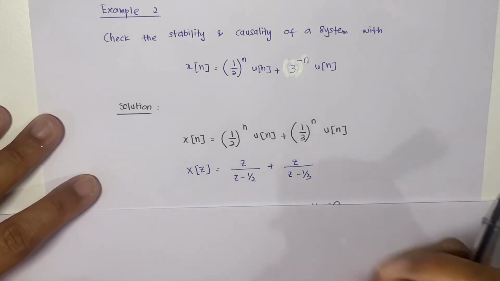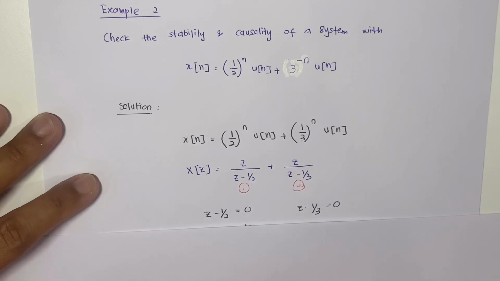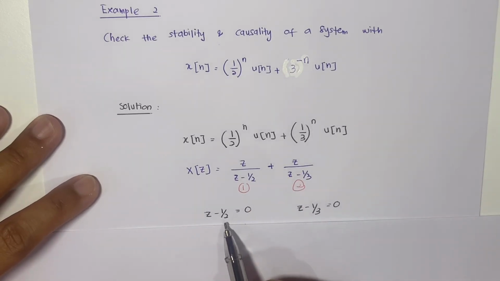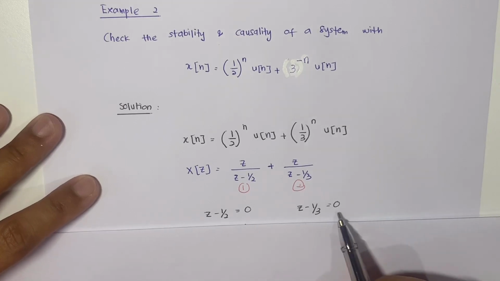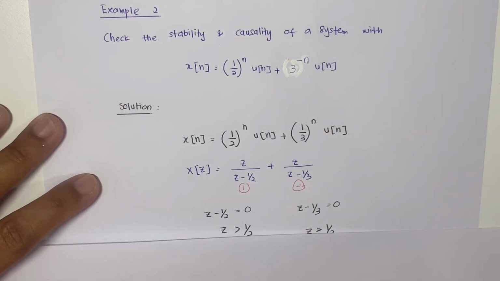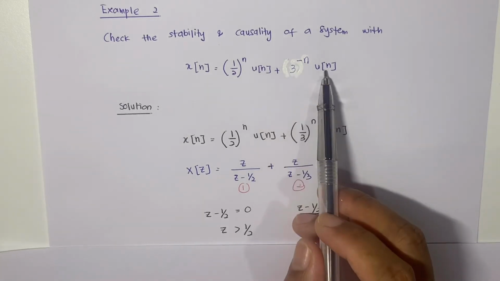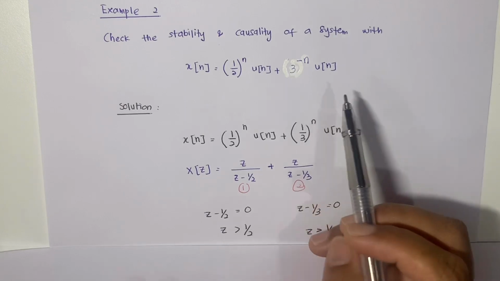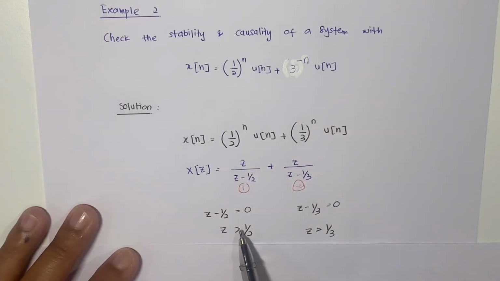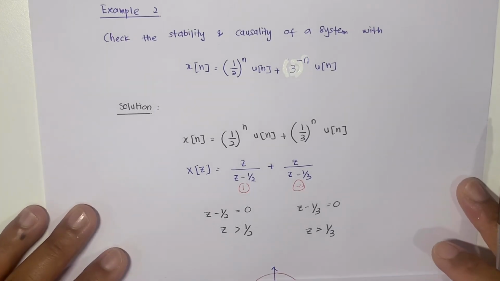So we need to find these two poles, the first pole and the second pole. z minus 1 over 2 equal to 0, z minus 1 over 3 equal to 0. We know that both of the signals are u[n] signals, which are right-sided signals. So automatically we know that the sign is greater than.